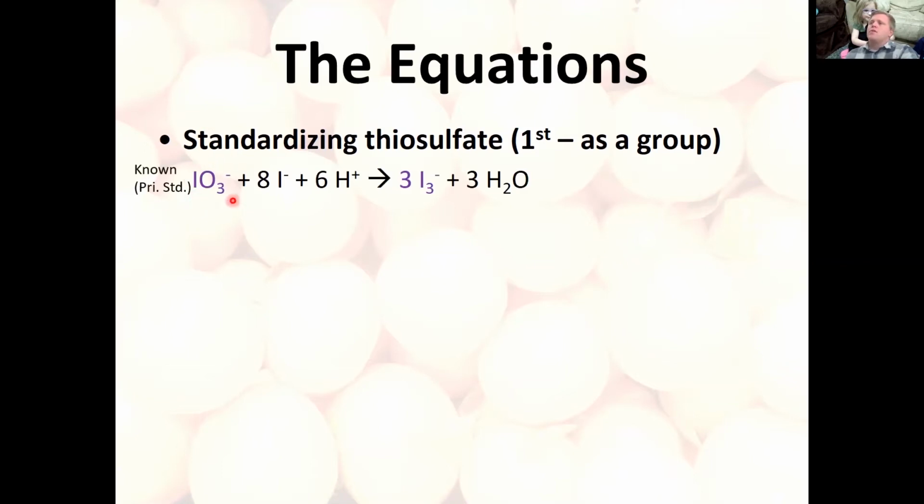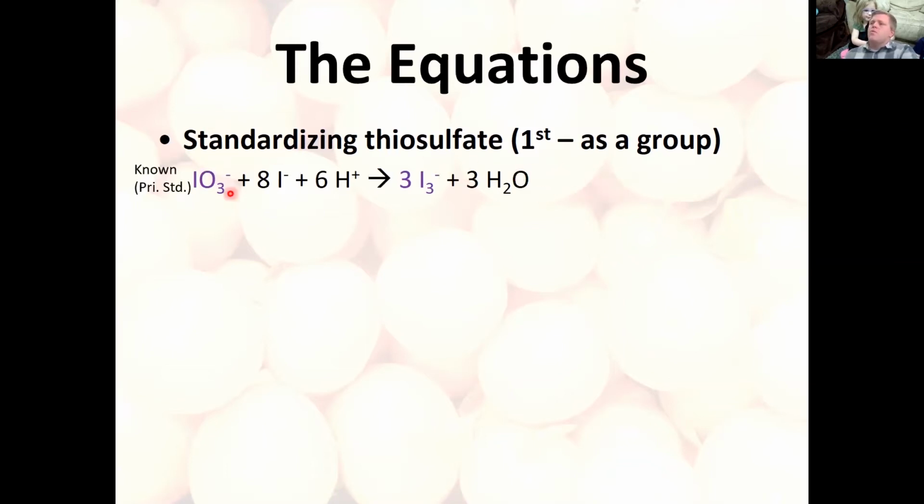So what we're going to do is make a solution of KIO3. KIO3 is a primary standard. So we'll throw that into a solution. We'll also add some potassium iodide and sulfuric acid in here. Then what will happen here is the IO3 minus, or the KIO3, this will react with the I minus from the potassium iodide to give us 3 I3 minuses plus 3 waters.